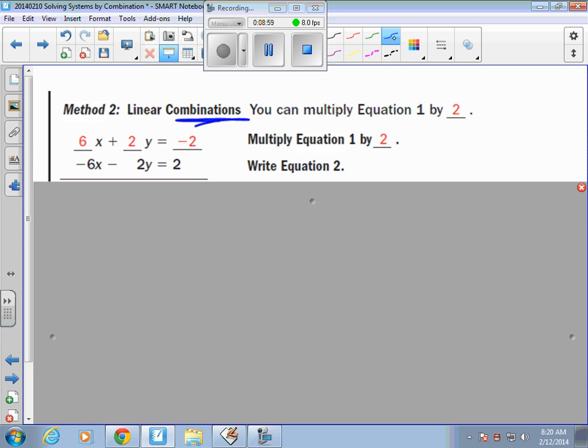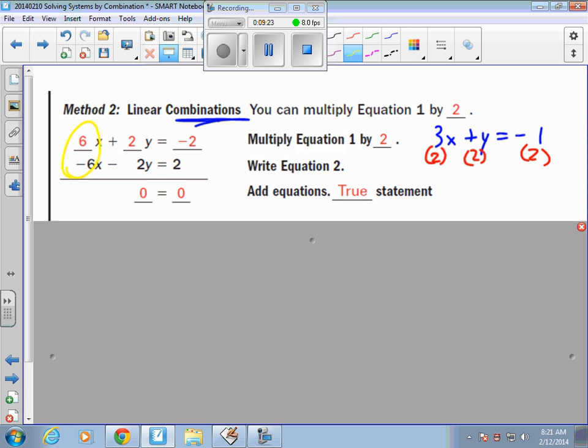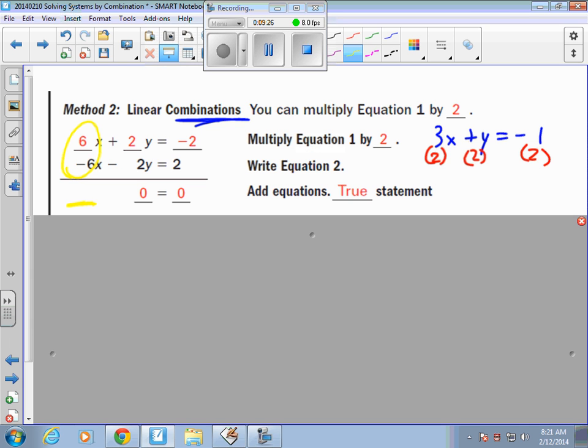When you multiply that equation, 3x plus y equals negative 1, that was the original one, when you multiply all of those terms by 2, you have what they have written here. 2 times 3x is 6x, 2 times y is 2y, and 2 times negative 1 is negative 2. In essence, you create opposite x values, 6 and negative 6. And what that does is that allows you to eliminate your x's. So then you have 2y equals 2.